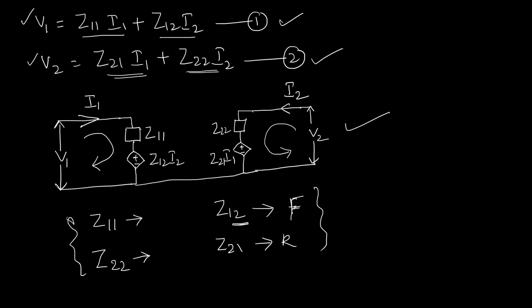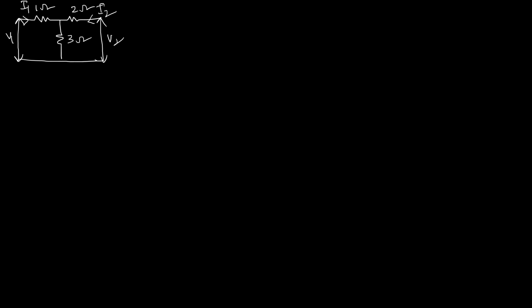Now let us solve a problem. Here I am considering a very simple network. Let us consider a T network. This is 1 ohm, 2 ohm, 3 ohm. This is the input port, V1, I1 is the input port voltage and current, and here V2, I2 are the output port voltage and current.